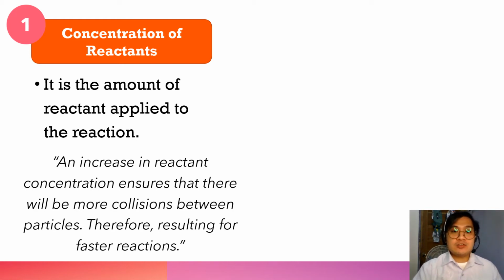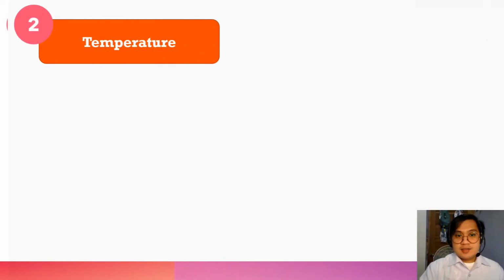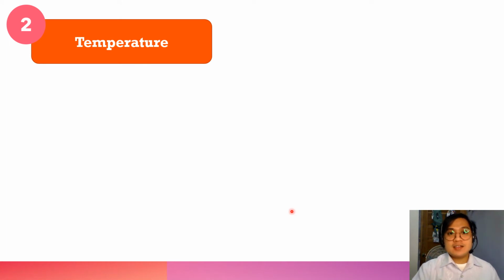If I show you a diagram or interpretation for that, it will look like this. You can see this one has a lower concentration of reactants. Here we have few molecules, therefore there will be few collisions and the rate of reaction is slow. But when we increase the concentration of the reactant, we will now have more collisions, therefore the rate of reaction is greater or faster.